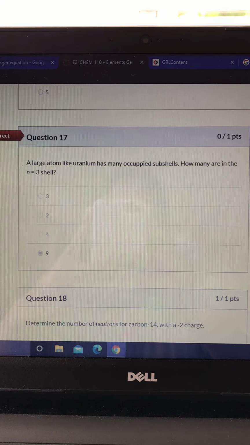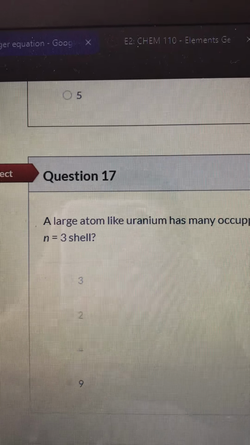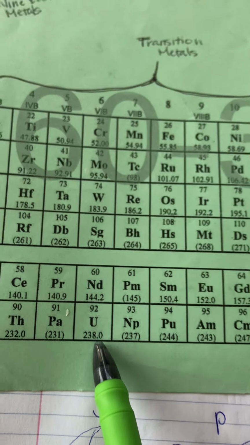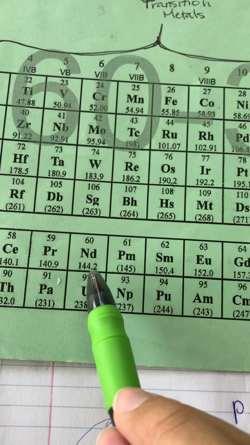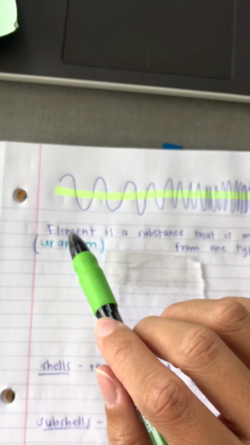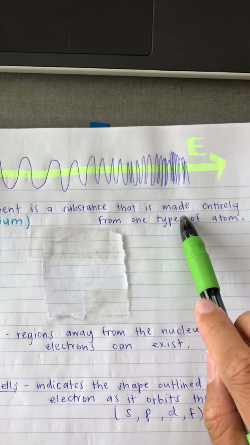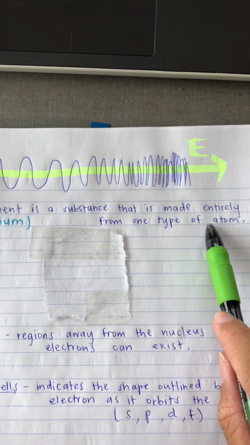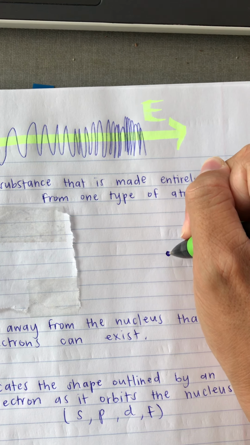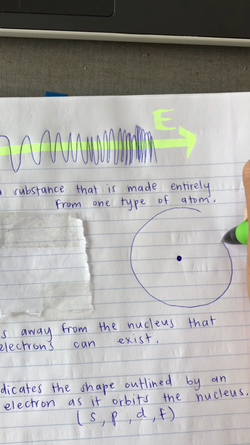So let's start off with the first part, which is a large atom like uranium. If we look at the periodic table and find uranium, we can see that it is very large. So let's go look at some definitions. The element that we were looking at is uranium. Now, an element is a substance that is made entirely from one type of atom. This is an atom that I drew previously and messed up on. So that's the nucleus, and this is the atom.